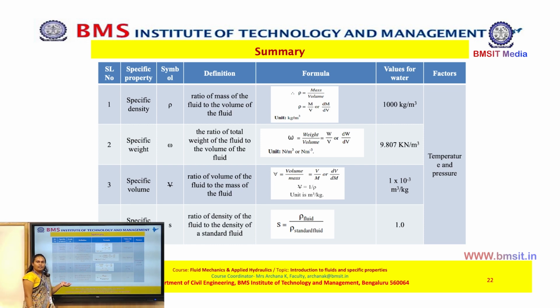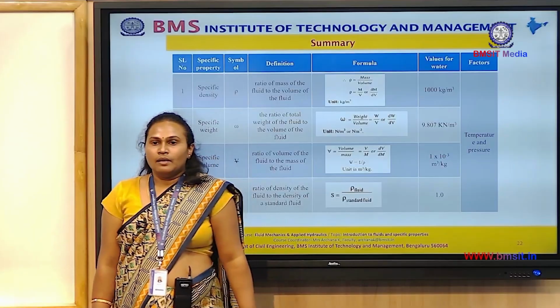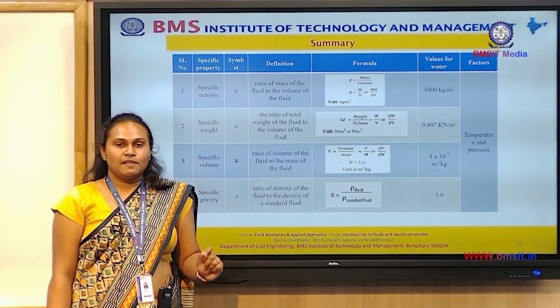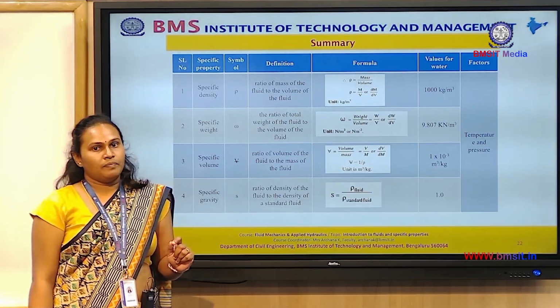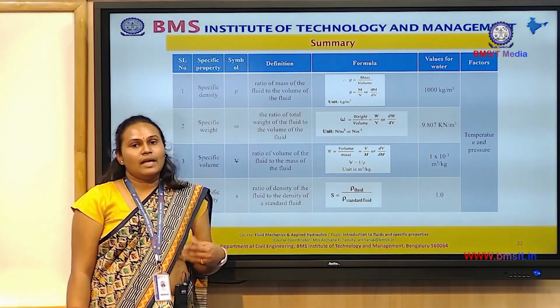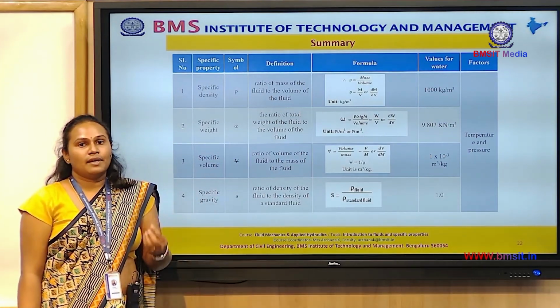The fourth one is specific gravity, which is a ratio of density of any fluid to the density of a standard fluid, which is water. As you can recall, the density of water is 1000. So if you divide the density of any fluid by 1000, you will get the specific gravity. And the value of specific gravity for water is 1. So if the density of any fluid is less than 1000 and specific gravity is less than 1, it is lighter than water. If the density is more than 1000 and specific gravity is more than 1, then the fluid is heavier than water.